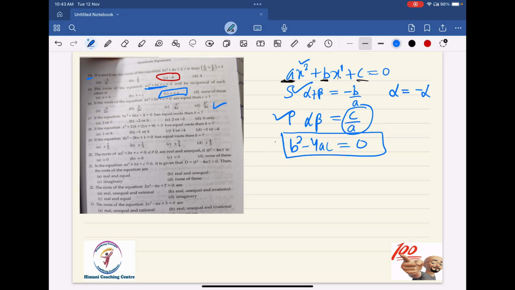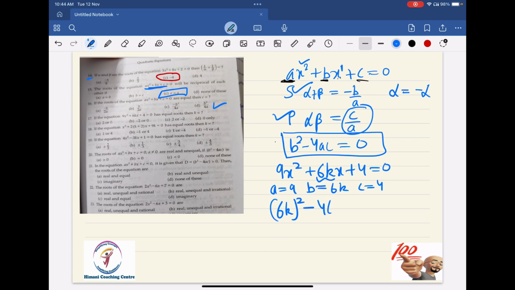Okay, so sometimes you get these questions, so just be clear about the concept and it will help you. Now it says, question number 17, that if the equation 9x square plus 6kx plus 4 has equal roots. We have done these kinds of questions earlier also, but here it is an MCQ, so let us do that quickly. So let me write 9x square plus 6kx plus 4 equals 0. A is 9, b is 6k, and c is 4.